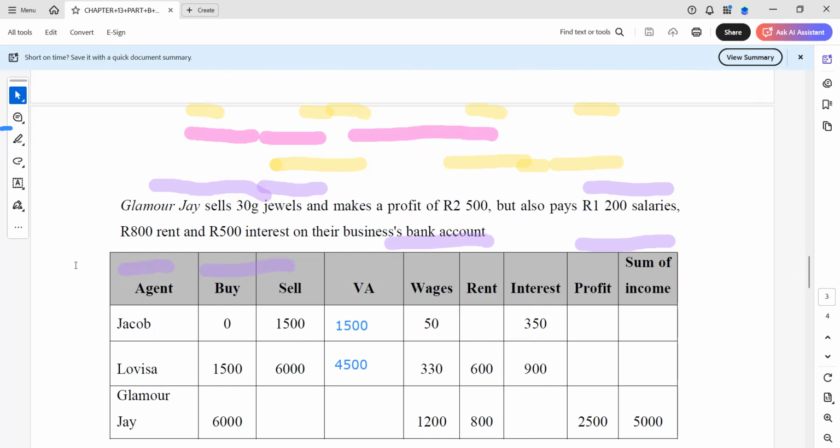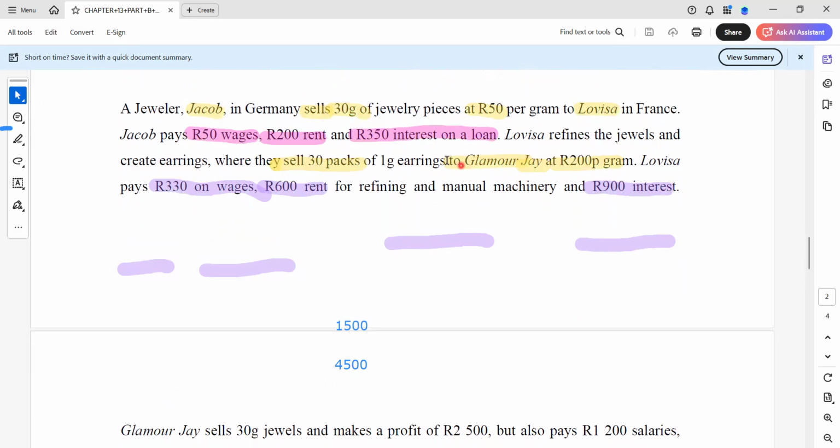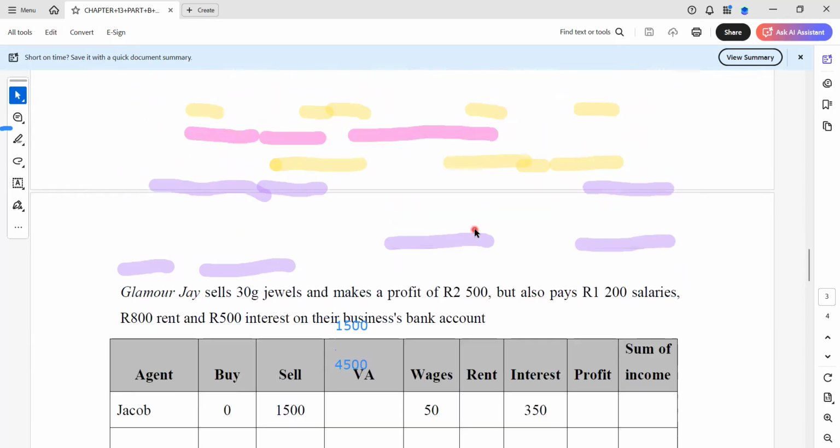And then we also have Glamour J. We're just going to call him J. So what does J do there? We said here they sell 30 packs to J at 2,500. Lovisa refines the jewels and creates earrings where they sell 30 packs of earrings to J at 200 per gram. Okay, let's leave that one.